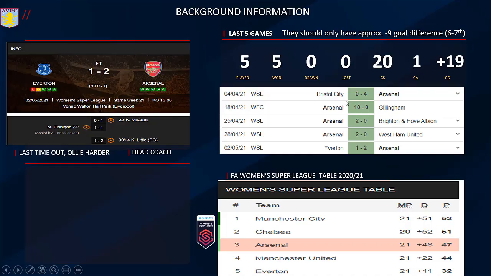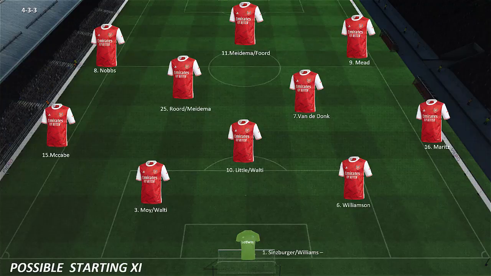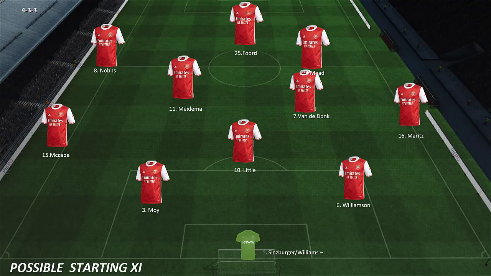We can here look at the background of the teams. You can see Arsenal's form over the last 5 games, 20 goals scored, 1 conceded. Ourselves were second from bottom and we needed a point to stay in the league. We can look at what formations they've played, what we think the starting lineup would be, and in particular what the attacking shape was going to look like.